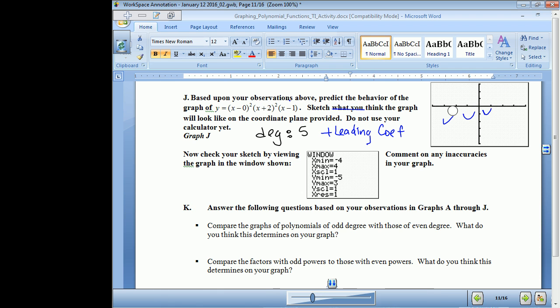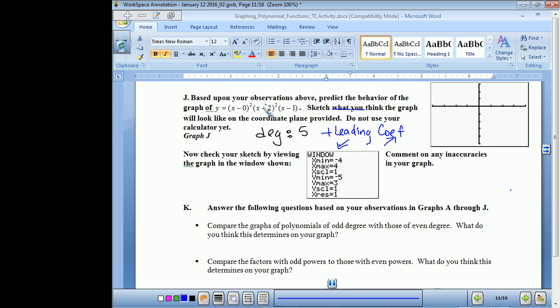Okay, so here we go. Let's do it together again. It has a degree of 2, 4, 5. The degree of the function is 5. Will the ends of the graph go the same direction or opposites? Opposites. So it's 5 and the leading coefficient is positive. So I know it's going to fall to the left and rise to the right.